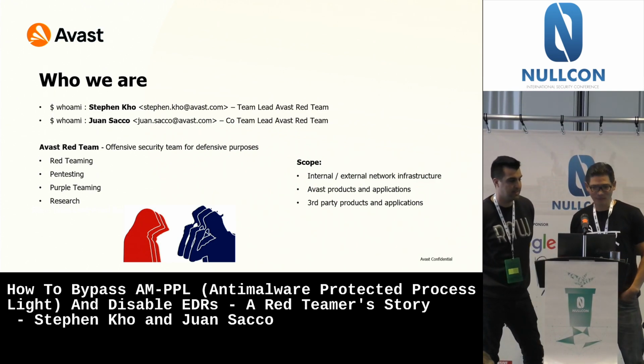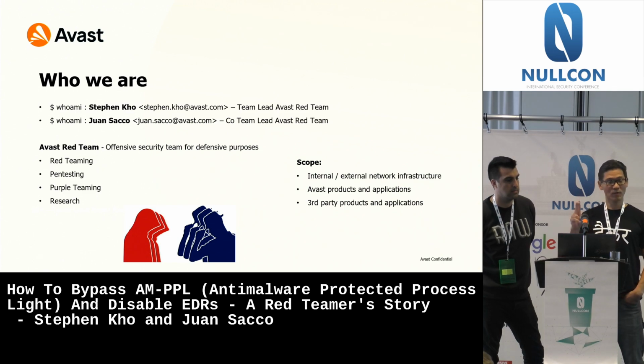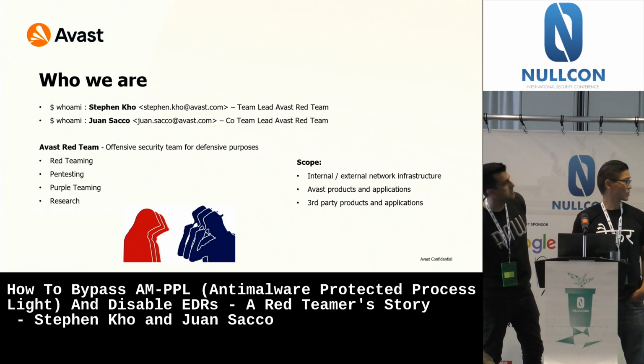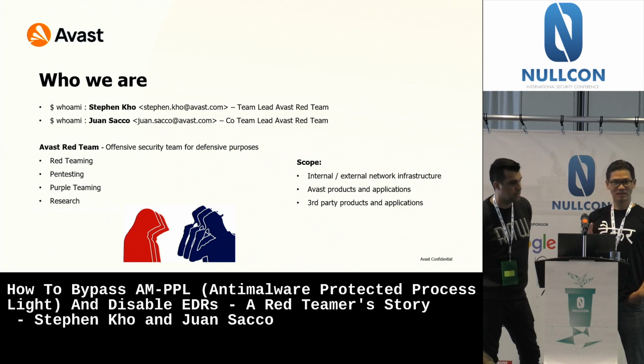Cool. Just a couple of points on the Avast Red team. The Avast Red team is internally focused. So it's all about an internal offensive capability. We basically hack and test things that we use and products that we have. So we do things like red teaming, pen testing, obviously product and infrastructure. We'll do purple teaming, working with the blue team to make sure that our detection and response works when we simulate known TTPs. And of course, research on various things like this one. So that's pretty much about us.